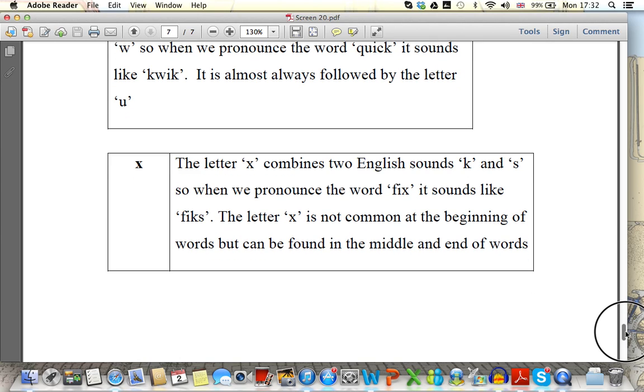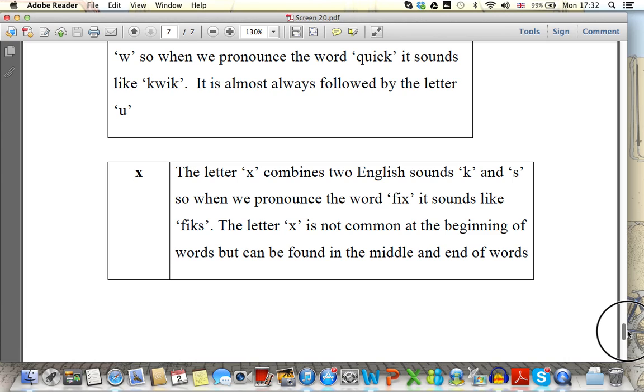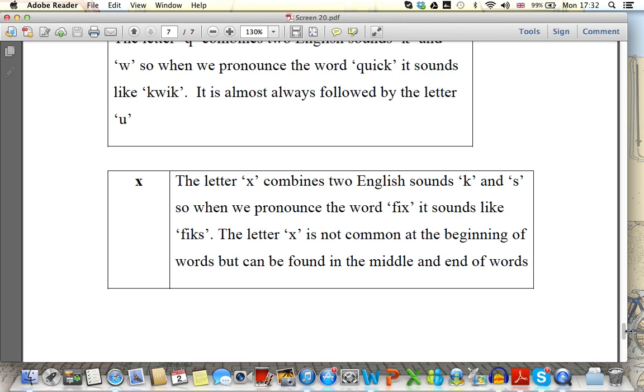So here we have the consonants in English, and as you see, they do not always sound as they look. So you have to be careful and learn the spelling of words in English.